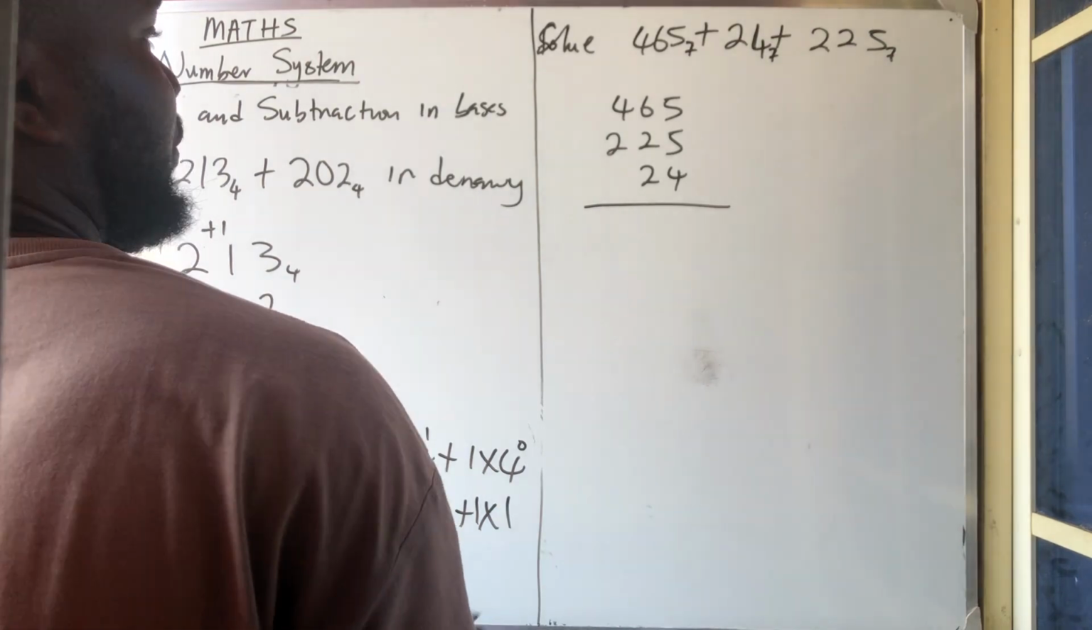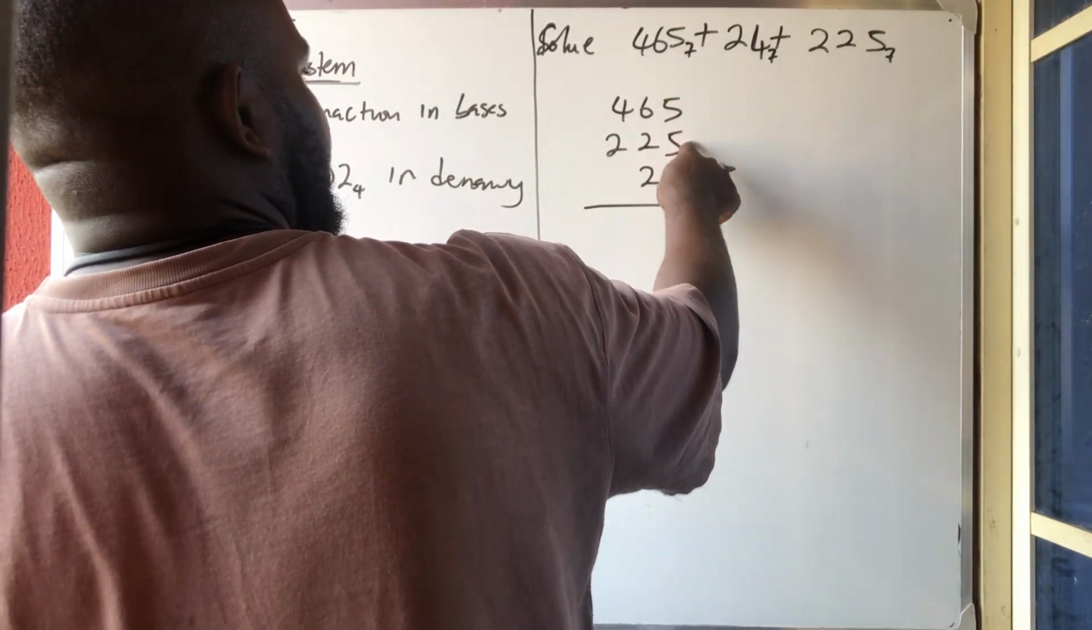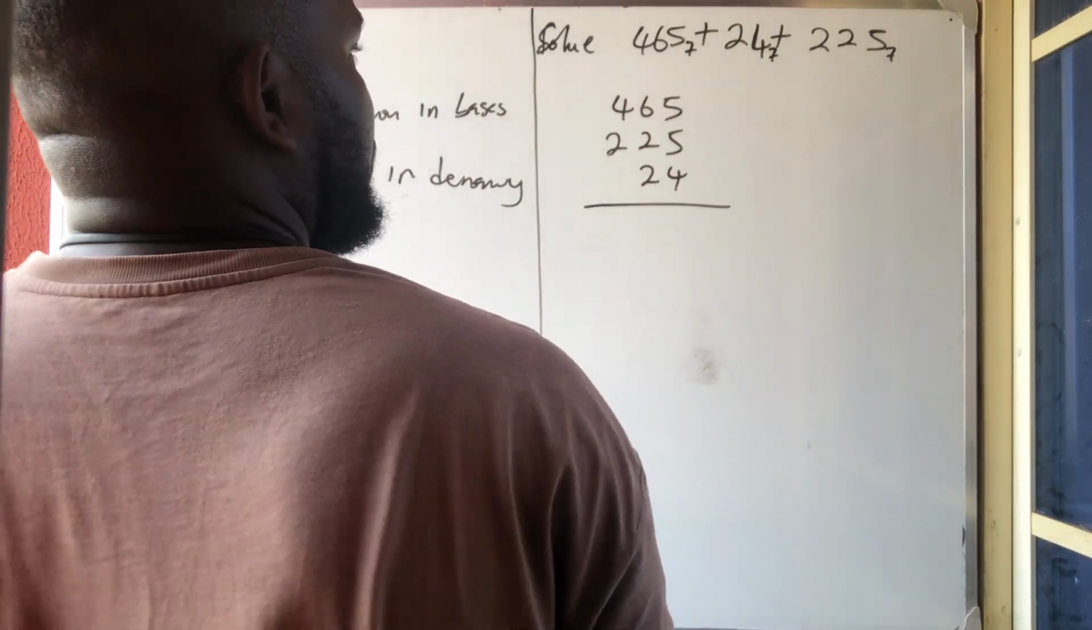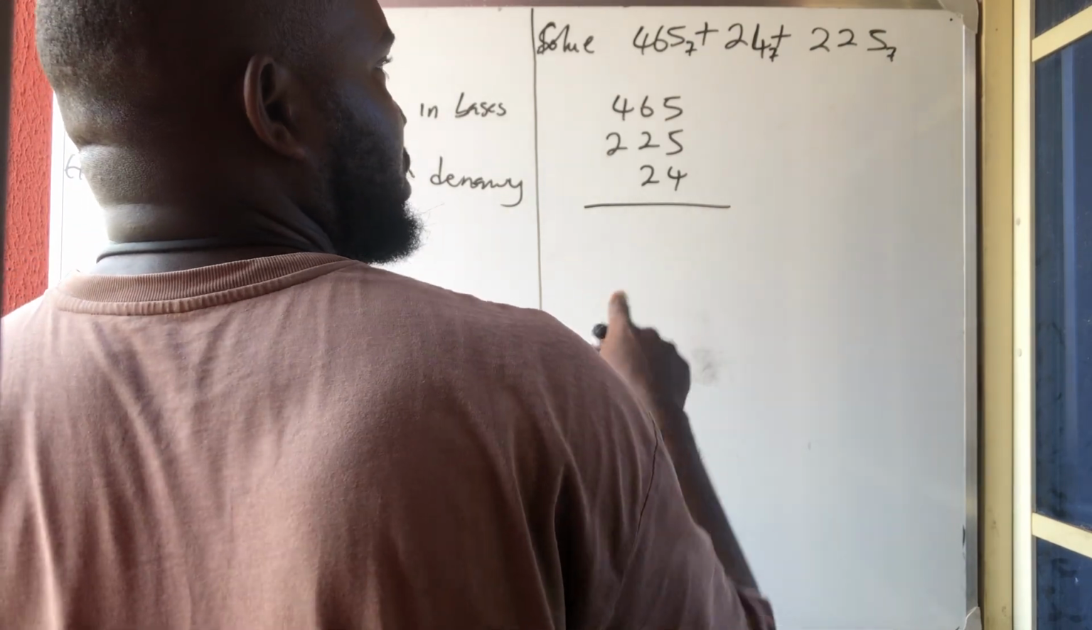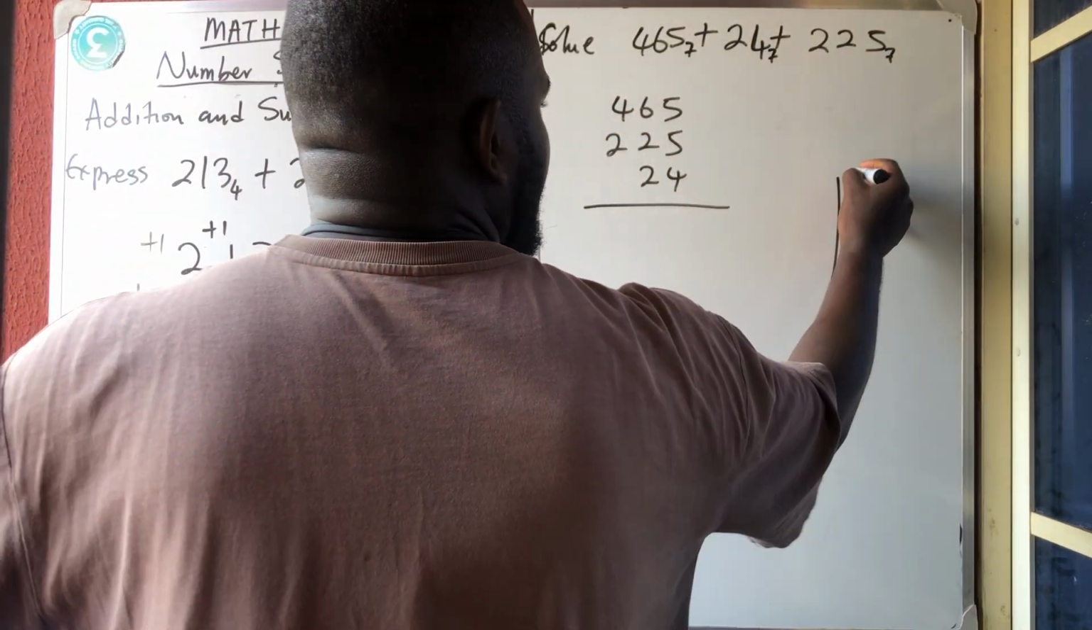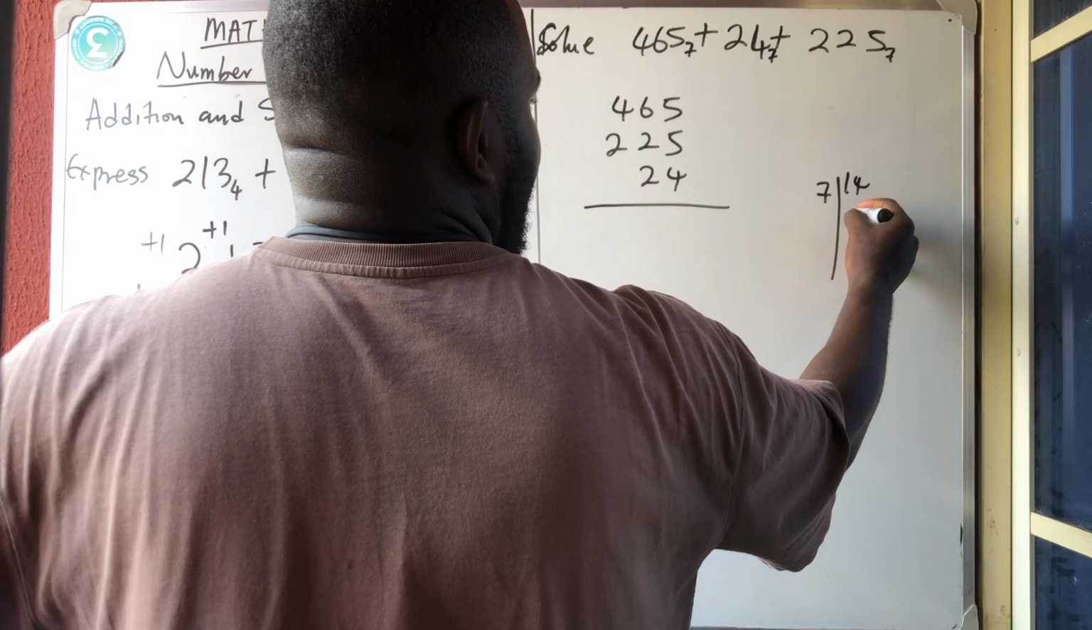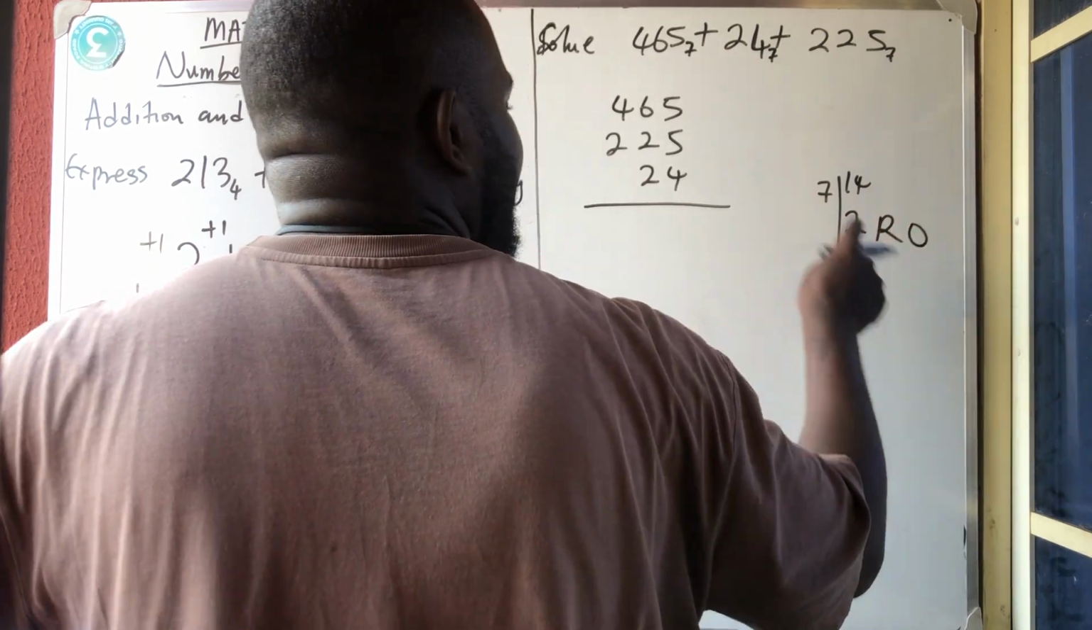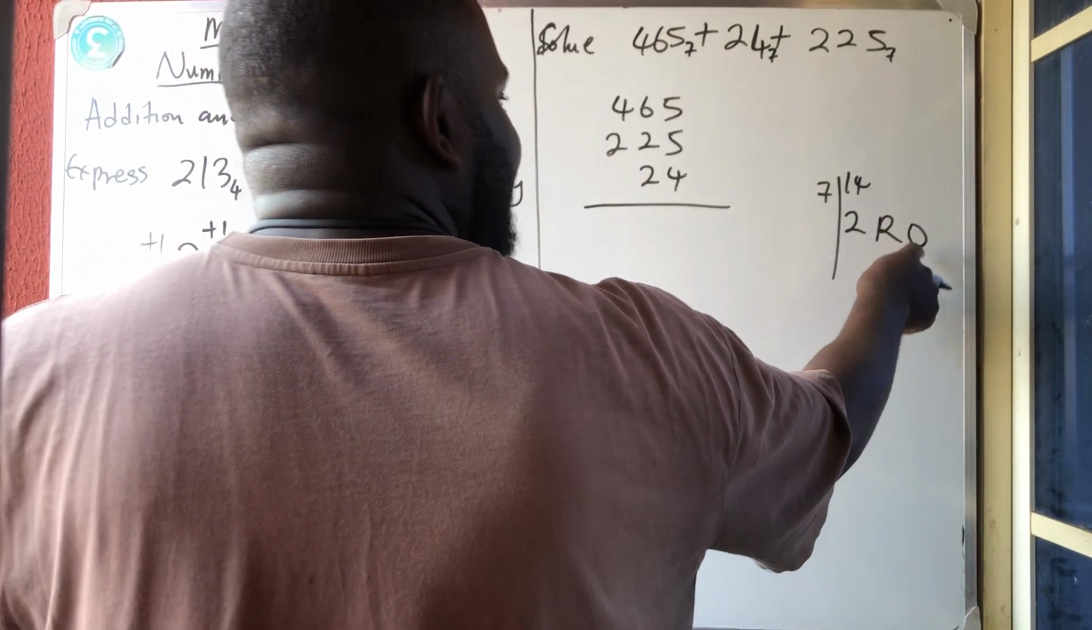So let us go now. 5 plus 5 is 10. 10 plus 4 is what? 14. I cannot write 14 because this is in base 7. I will say 14 divided by 7. I have 2 remainder 0. Remember that the remainder is your answer.